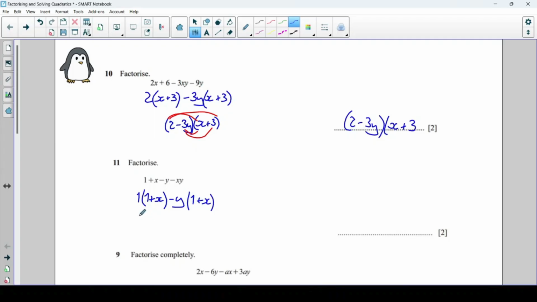Okay? So here we end up with 1 minus y in the first bracket and 1 plus x in the second. It doesn't matter which way round we put the brackets. We could put 1 plus x first and 1 minus y second. It doesn't matter.